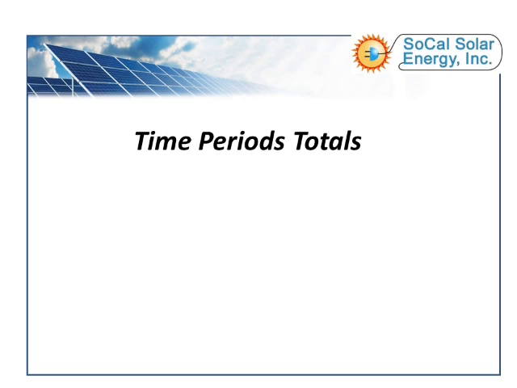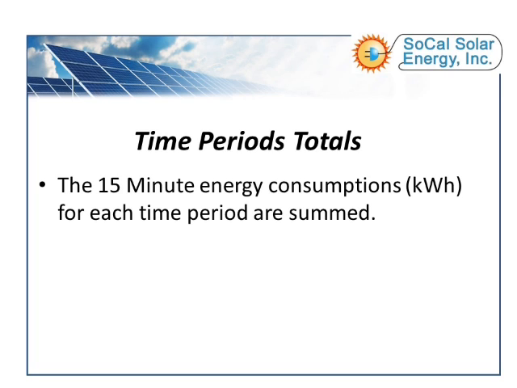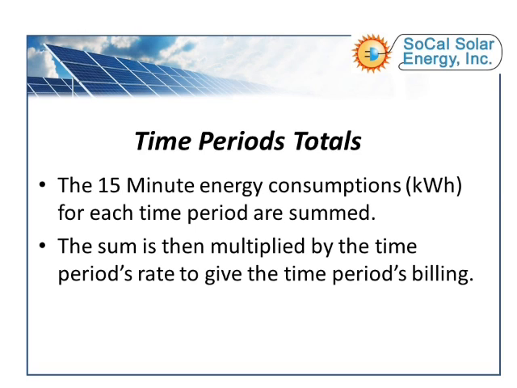Time period totals. The 15-minute totals are summed for each time period. For example, each of the 15-minute totals that fall in the time periods from noon to 6 p.m., summer weekdays except holidays, are summed. This sum is then multiplied by the summer on-peak rate. The result is the summer on-peak billing.